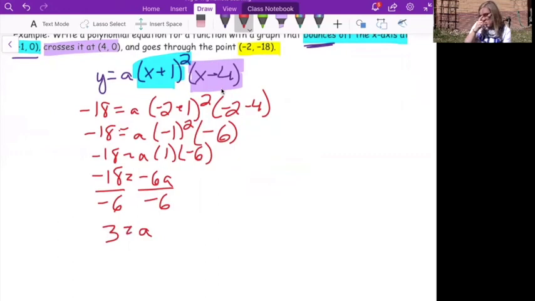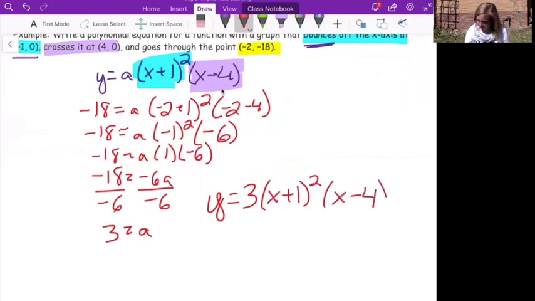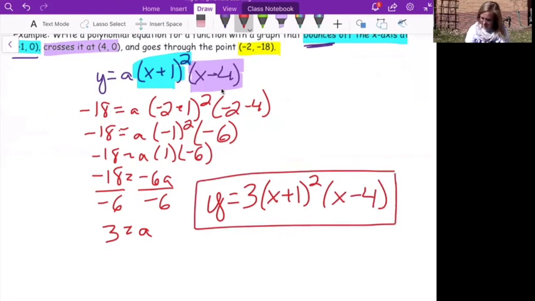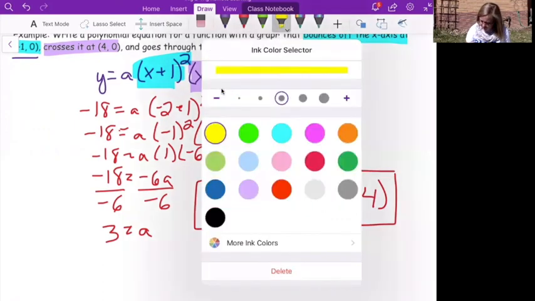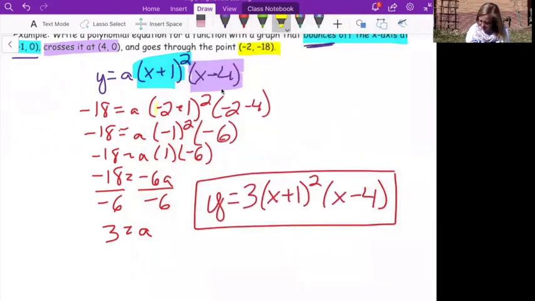And so again, we then need to write this equation. So y equals 3 times x plus 1 squared times x minus 4. And that is our answer. Just to highlight a couple things, the -2 we plugged in for x here and y here.